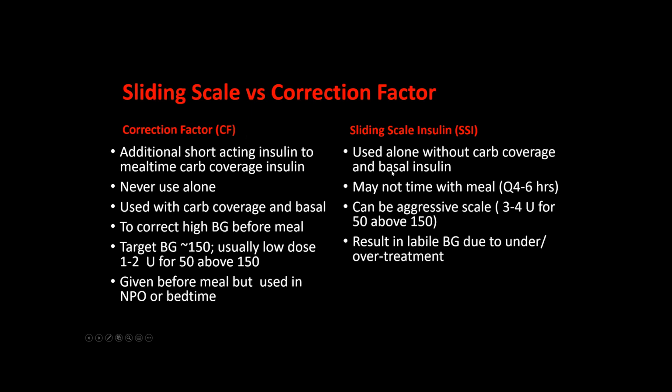What is a sliding scale? A sliding scale is used alone, without the coverage. It is used as a scale only, or sometimes without the basal insulin. So it may or may not be timed with the meal. Usually it is written as every 6 hours or every 4 hours, but I noticed that these days people are not using this kind of Q6 hour, Q4 hour sliding scale, which is a good thing. Also, a sliding scale can be aggressive depending on whoever wrote it. They can give 3 to 4 units between 150 and 200 or something like that. It can result in very labile glucose because it can cause under- or over-treatment.